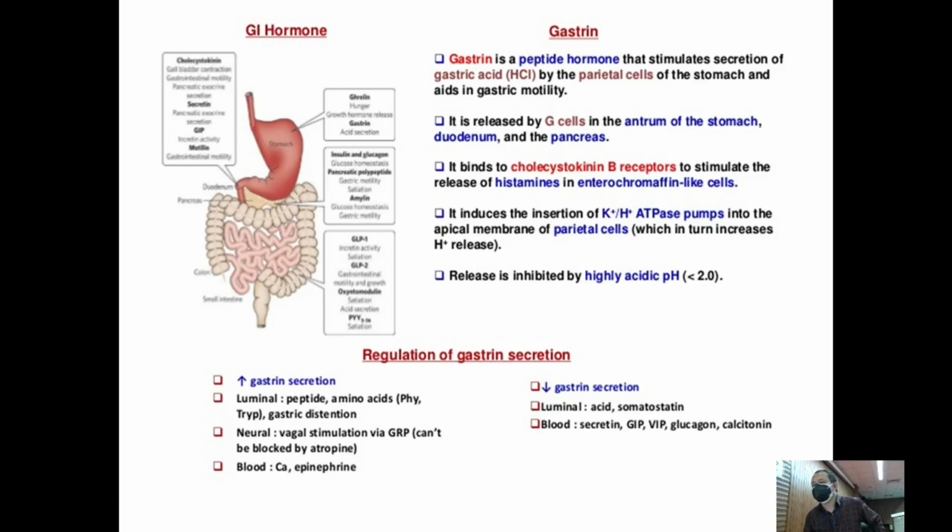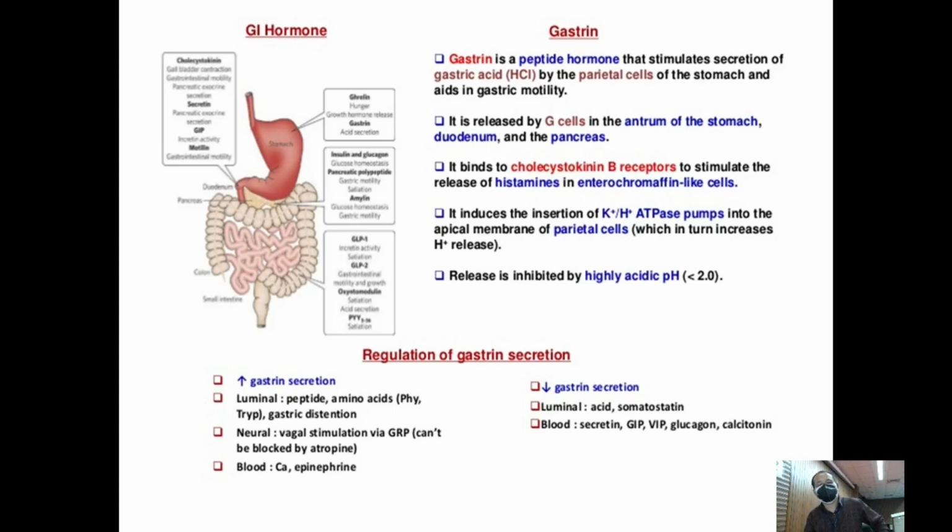So gastrin from the G cell binds to enterochromaffin-like cells. There are receptors on the enterochromaffin-like cells for gastrin, called cholecystokinin B receptors, and this binding results in the release of histamine. Histamine acts on the parietal cell, and the parietal cell is stimulated, and there will be secretion of acid from the parietal cell. That is one thing, the formation of HCl, but what is important is the insertion of the proton pump, the hydrogen potassium ATPase pump. The insertion of this is a result of the stimulation of the parietal cell.